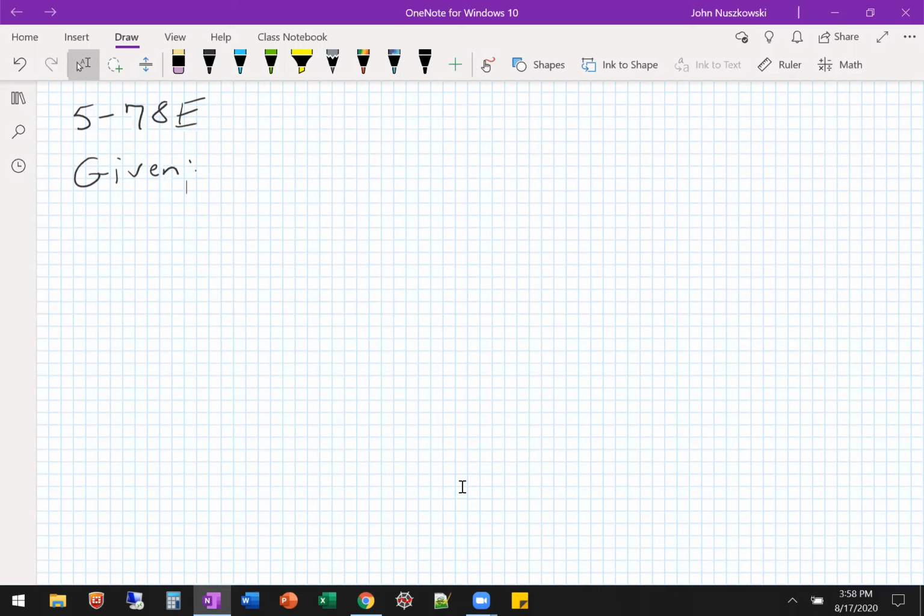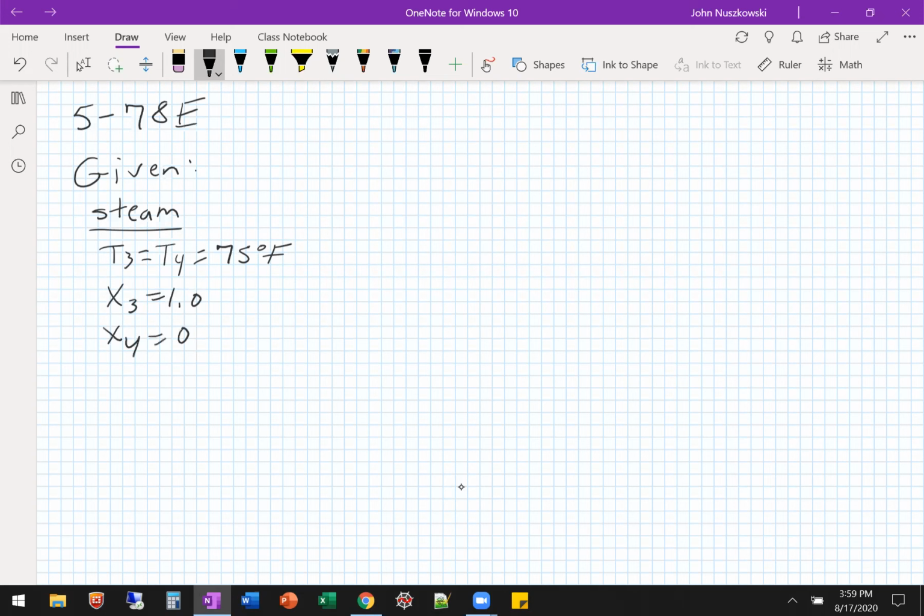Okay. All right, so on one side of this heat exchanger, we have steam, which is condensing, so the temperature is going to be the same, which is 75 degrees Fahrenheit. If it's condensing, it's going from a saturated vapor at state 3 to a saturated liquid. Okay.